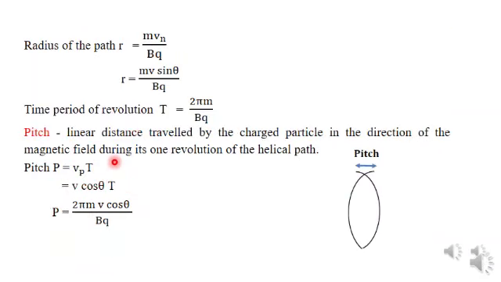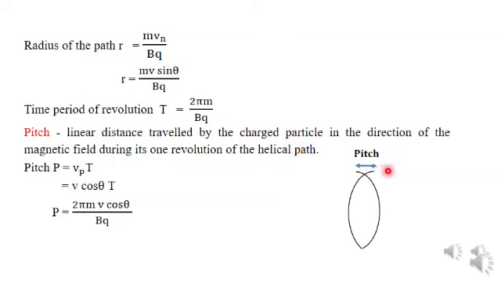Since normal component of velocity produces the circular path, radius of the path or radius of helix r equals m Vn divided by bq, but Vn is v sin theta. Thus r equals mv sin theta divided by bq. The time period of revolution of the charged particle T equals 2 pi m divided by bq.